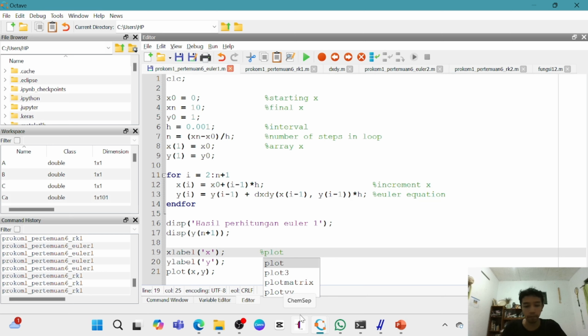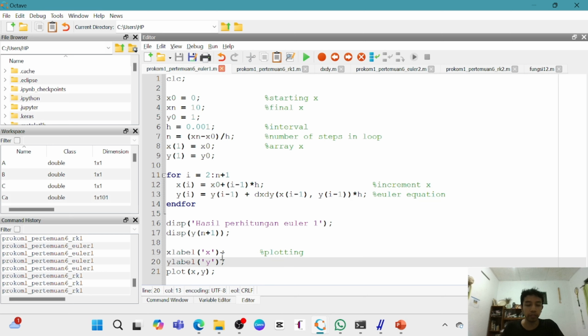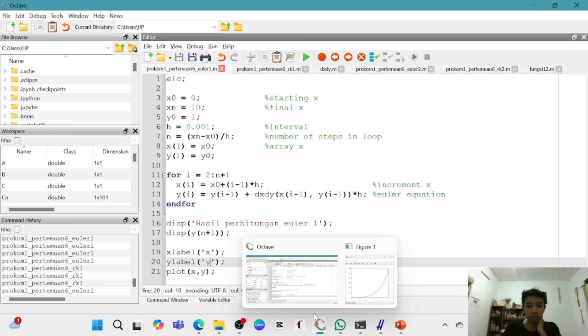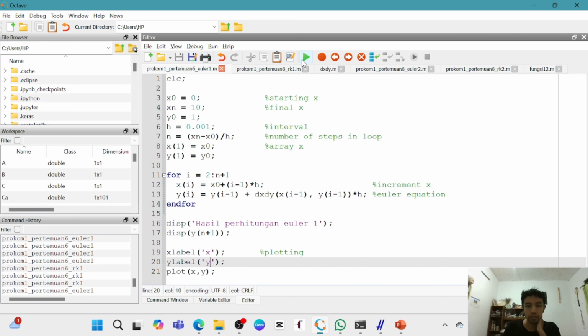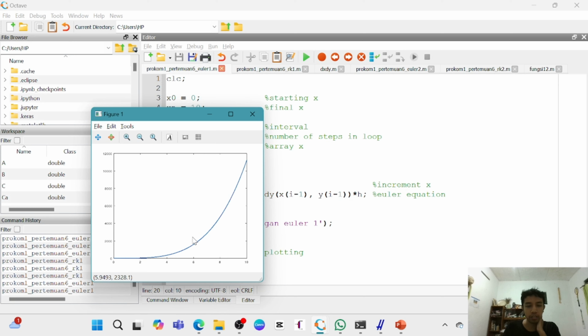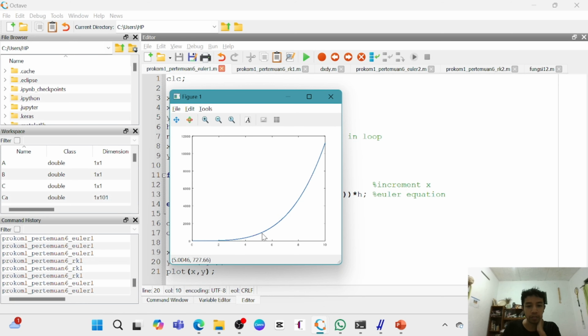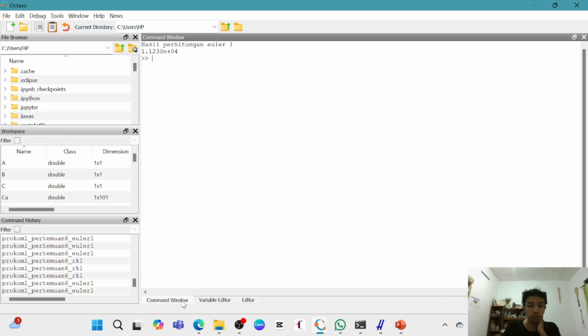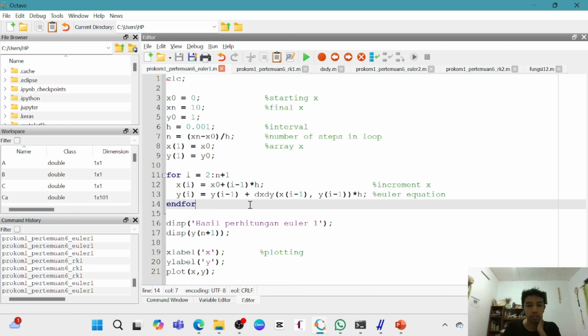We plot the value of x and y. Maybe I run it. We run it. Okay, this is the plot. The plot is like this. This is the x value and this is the y value. And if we look into the command window, this is the result.